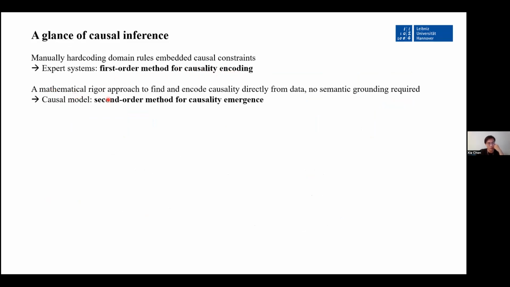It has a mathematically rigorous approach to find and encode causality directly from data, with no specific semantic grounding required. Because of that, it can be extended easily in the digitalization process, and the outcome can be accumulated and reused in different cases. We call it the second-order method for causal emergence, the ability to learn causality directly from data.